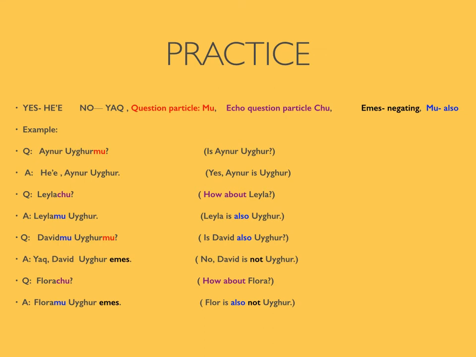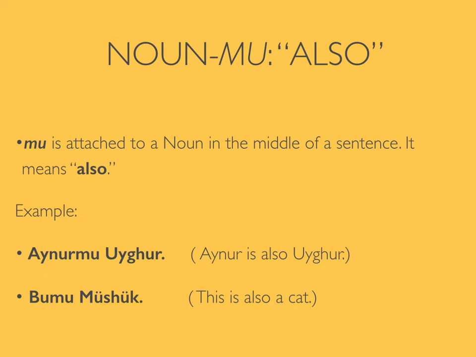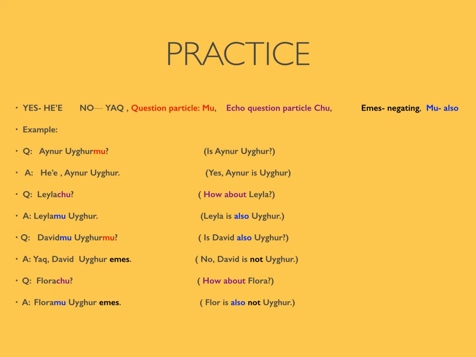The question asks, David mu Uyghur mu? So you have to pay attention. You see two mu here. David mu is this mu. It means also, attached after the noun. Attached to the noun, right? So David mu is David also. Uyghur mu, Uyghur. And then the last mu here in red, it's the question particle. So David mu Uyghur mu? Is David also Uyghur? Answer is yaq. David Uyghur emes. No, David is not Uyghur.